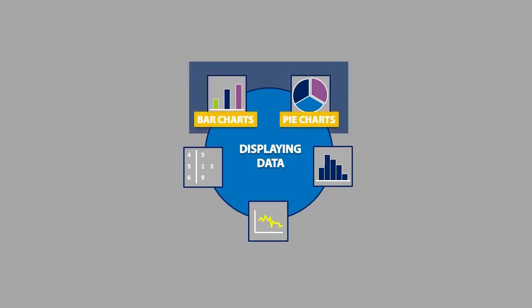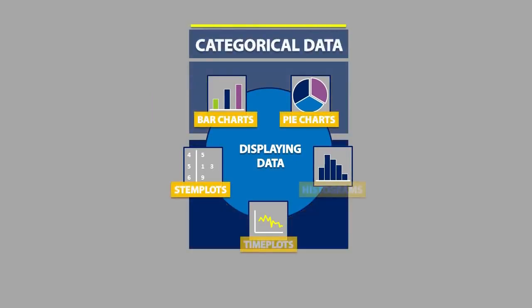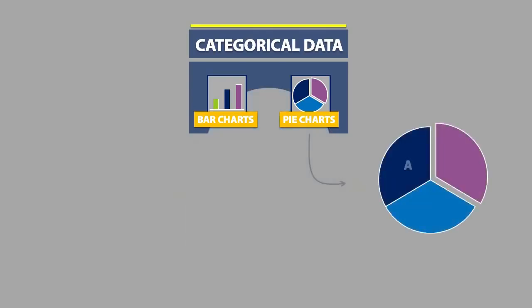We often use bar charts and pie charts to display categorical data, and we often use stem plots, time plots, and histograms for displaying quantitative data. Pie charts show the relative size of each value in relation to the whole.